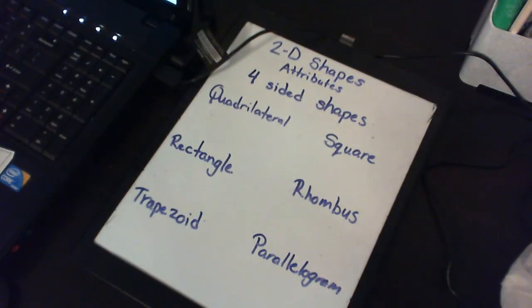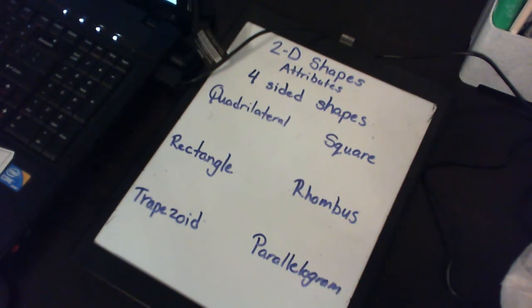Alright, welcome back. Now we are going to look at the four-sided shapes and classify them based on their attributes. Remember, attributes are just their qualities or their physical description. So the first word on our board is quadrilaterals.